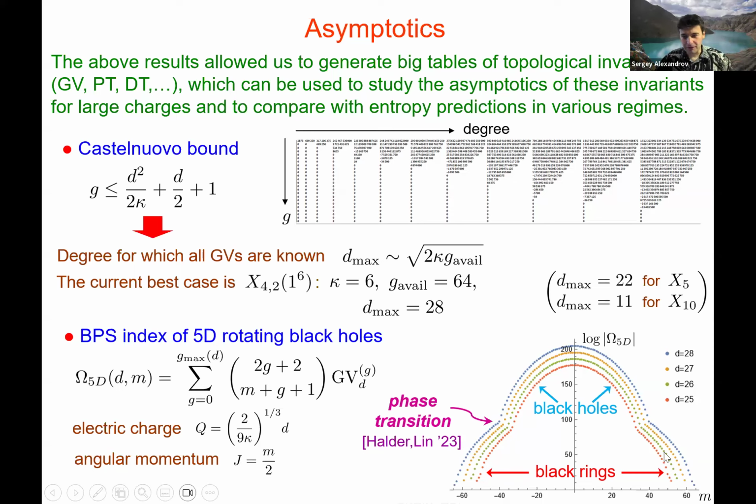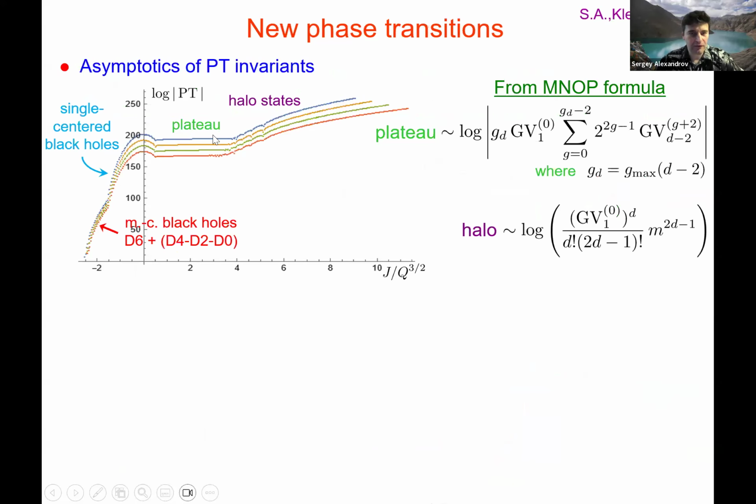So there is this beautiful phenomenon, and we also confirm it from our tables of GV invariants. Now let's do the same for PT invariants. Let's plot PT invariants, again, for as large degree as possible. And here we find also some striking behavior, which is actually confirmed for almost all Calabi-Yaus.